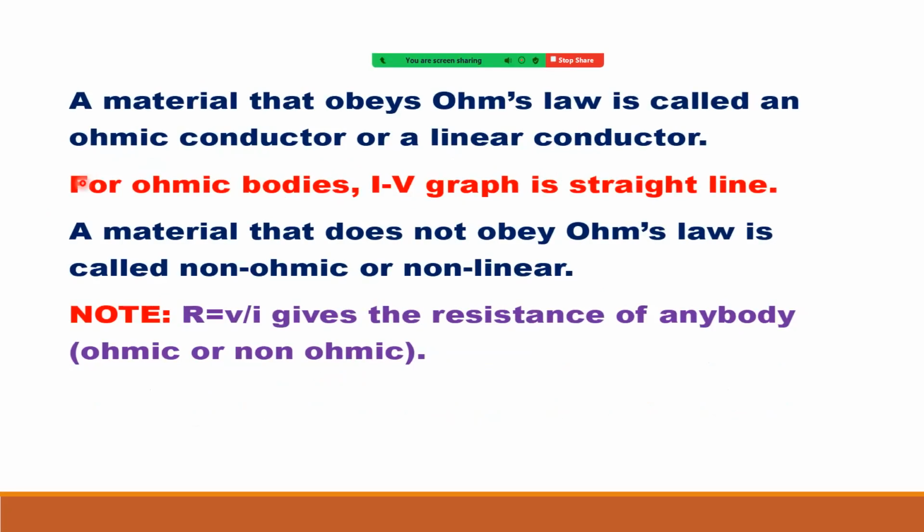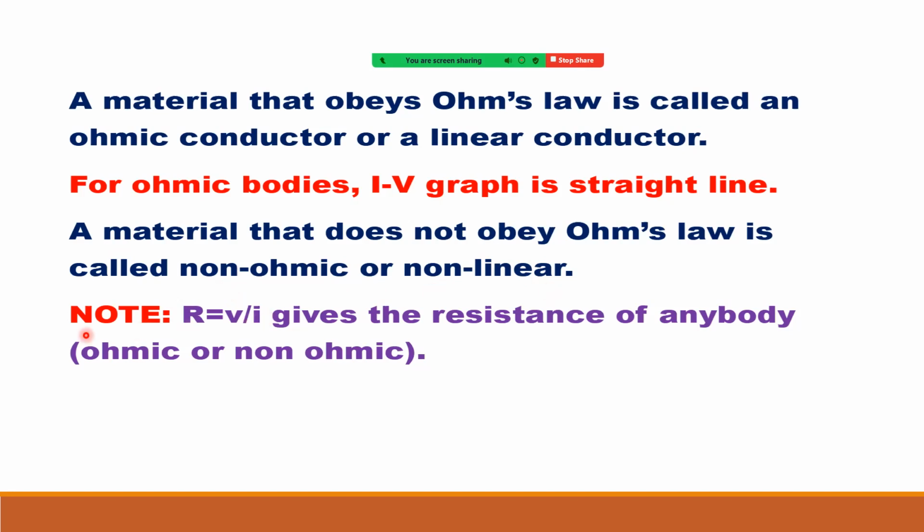Right. Next. A material that obeys Ohm's law is called an ohmic conductor or a linear conductor. And for ohmic bodies, the IV graph, meaning current versus potential difference, is a straight line. And a material that does not obey Ohm's law is called non-ohmic or non-linear.